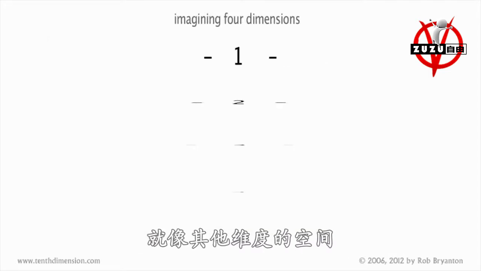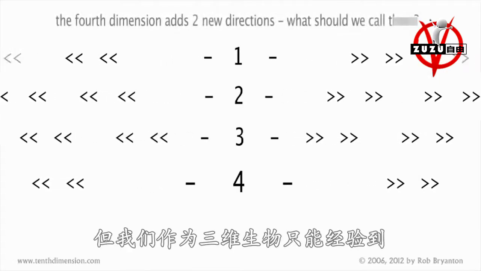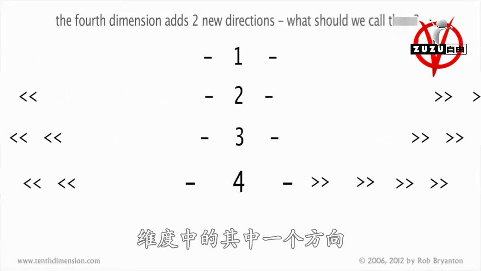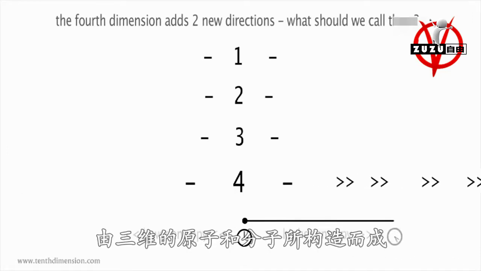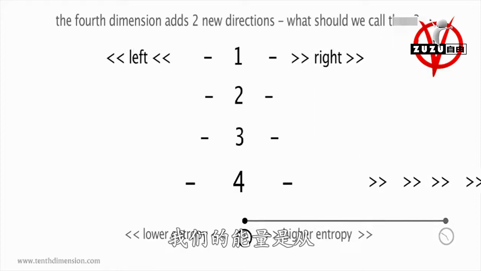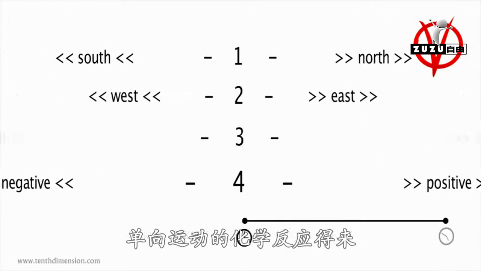Just like any other spatial dimension, it's made up of two opposing directions. But we 3D creatures only experience this dimension in one of those directions. Why is that? It's because you and I are made out of 3D atoms and molecules, and we derive our energy from chemical reactions which move in one direction only.